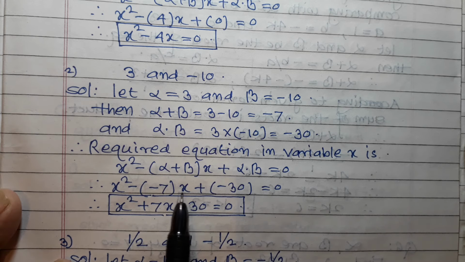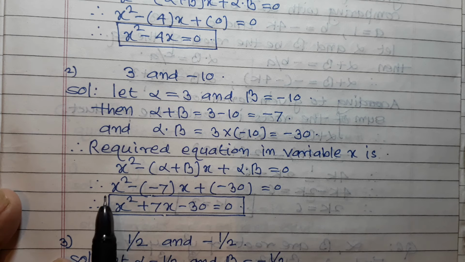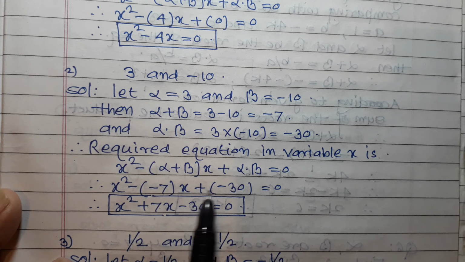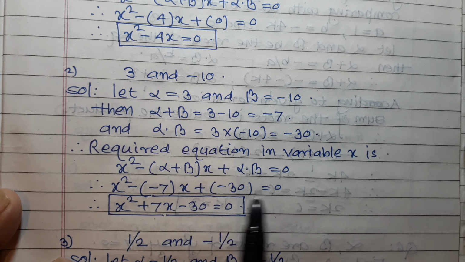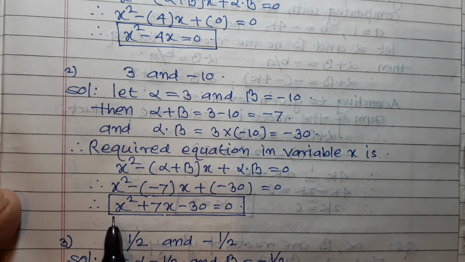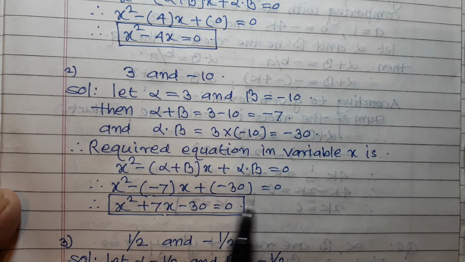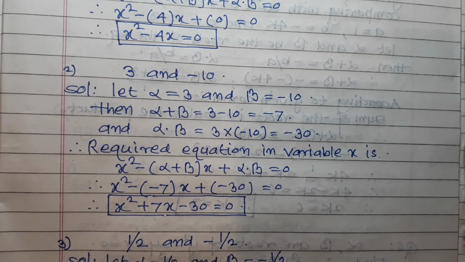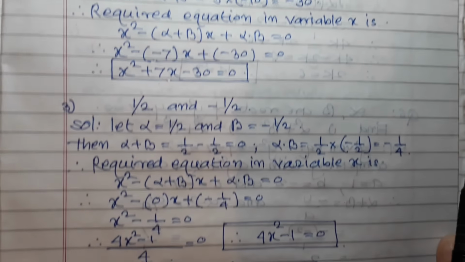And then simply you substitute your values, and therefore x square minus minus 7x plus minus 30 is equal to 0. Open this bracket. Therefore x square, now minus minus becomes plus 7x minus 30 is equal to 0. This is your quadratic equation. Okay. Then one more question.